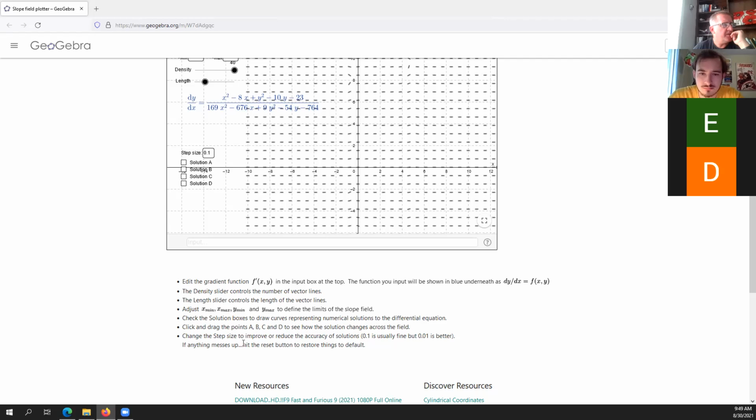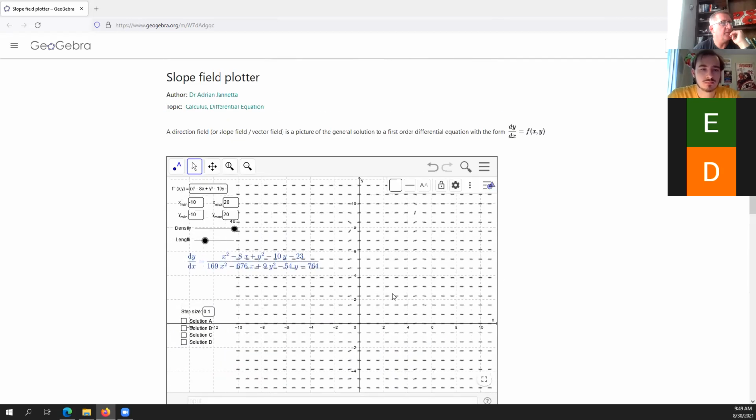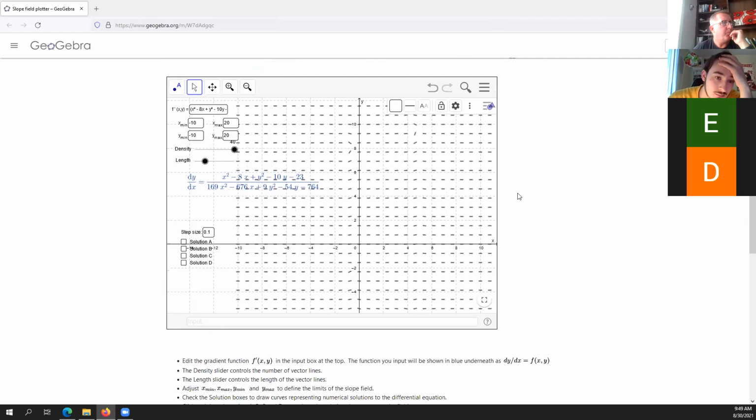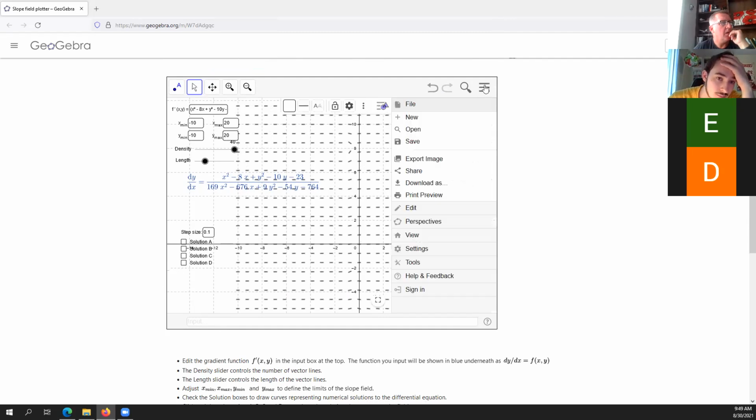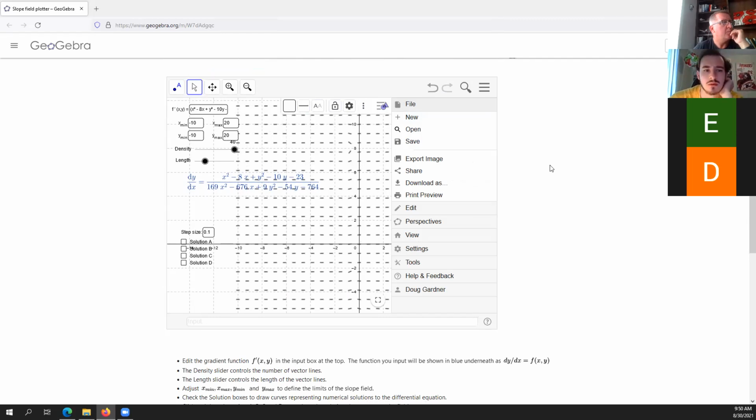There was something on here, change this. If you screw something up, there was like a reset. If anything messes up, hit the reset button to restore things to default. Where's reset? Is it that? Is it that? Is it that? Somebody rescue us. Where's reset? Is it that? No.